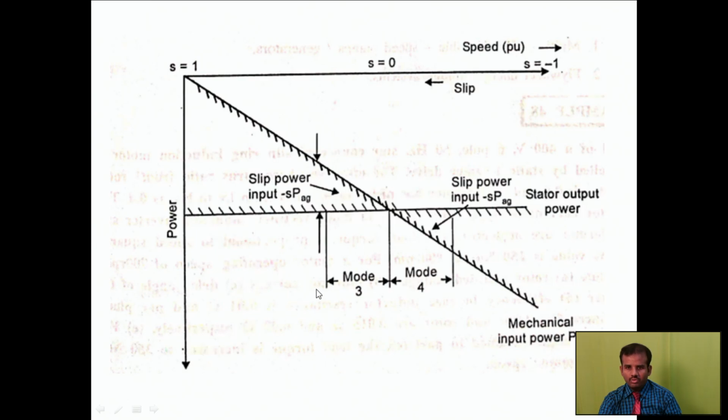And then this is for mode 3 and mode 4. In mode 3 the slip power input is minus S into PAG. For mode 4 the slip power input is minus S into PAG. Here the slip power flows from S equal to minus 1 to S equal to 1.